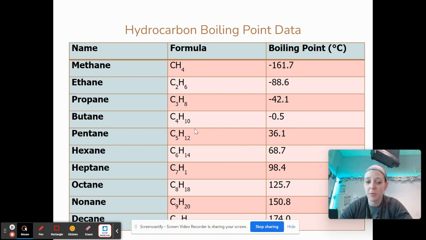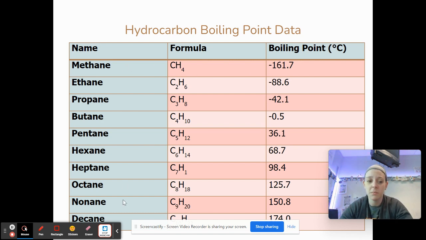As we increase the number of carbons and hydrogens we have in this molecule, so we compare methane to, let's say, octane, the boiling point increases. So the more atoms that are in this molecule, the higher the boiling point. And boiling point is a measurement of how much energy it takes for me to change something from a liquid to a gas. Changing something from a liquid to a gas means that I'm breaking intermolecular forces because that's what's holding the liquid together. So if I need a lot of energy to boil something, that means it's held together stronger than something that has a low boiling point.